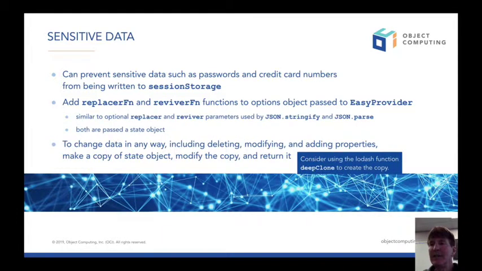When the context state contains sensitive data such as passwords and credit card numbers, it is a good idea to prevent that data from being written to session storage. To do this, add replacer fn and reviver fn functions to the options object that is passed to EasyProvider. These functions are similar to the optional replacer and reviver parameters used by JSON.stringify and JSON.parse. Both are passed a state object. If they wish to change it in any way, including deleting, modifying, and adding properties, they should make a copy of the state object, modify the copy, and return it. Consider using the Lodash function deepClone to create the copy.